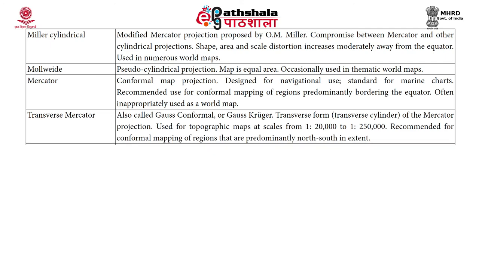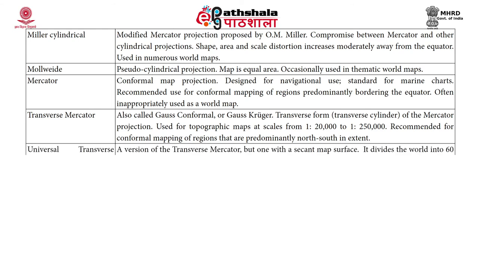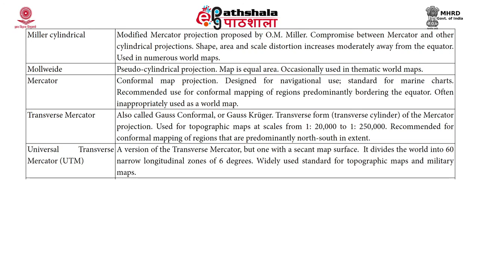The next is transverse Mercator, also called Gauss conformal or Gauss-Krüger. Transverse form of the Mercator's projection used for topographic maps at the scale from 1:20,000 to 1:250,000, recommended for conformal mapping of regions that are predominantly north-south in extent. And the next is the Universal Transverse Mercator, which is also known as UTM, a version of a transverse Mercator but one with a secant map surface. It divides the world into 60 narrow longitudinal zones of 6 degrees, a widely used standard for topographic maps and military maps.